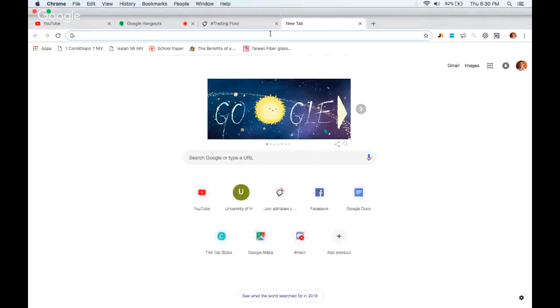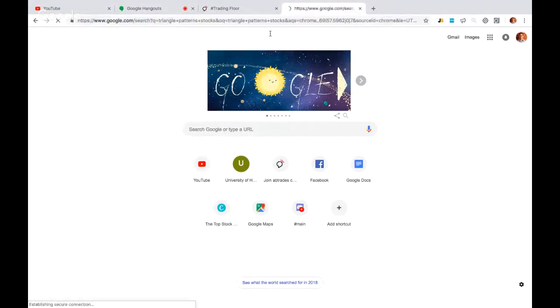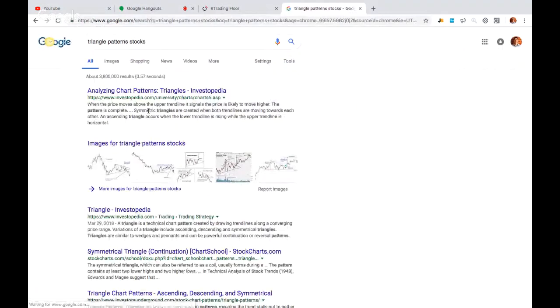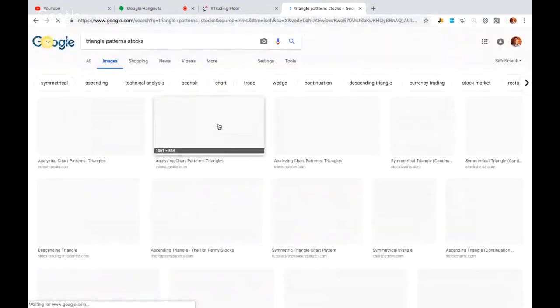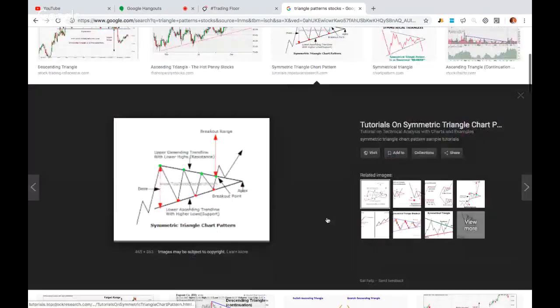Let's just go here. Triangle patterns sucks because this is so professional, but it's true. All the information you want to ever view is online. That's how I learned. Let's see if we can pull up some good examples. This is the triangle that fails that.